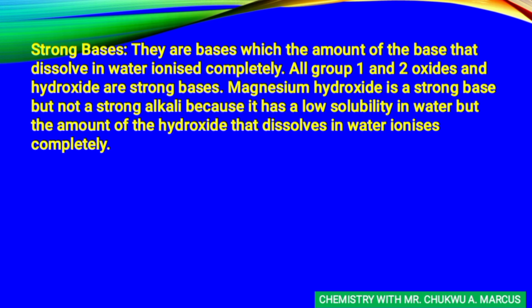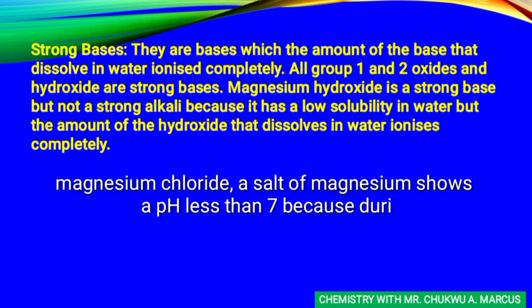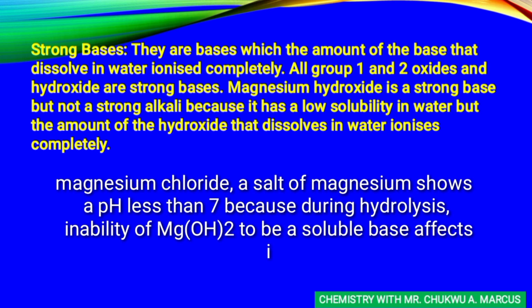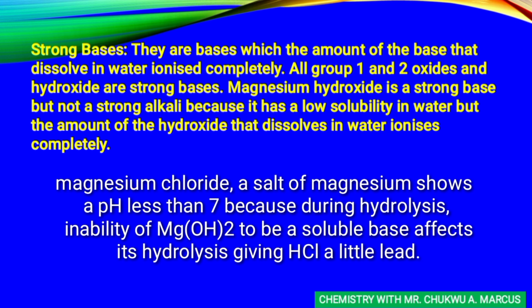Let's look into strong bases and weak bases. Strong bases are bases in which the amount of the base that dissolves in water ionizes completely. So all group 1 and group 2 oxides and hydroxides are strong bases. Magnesium hydroxide is a strong base, but not a strong alkali. What I mean by strong alkali is a strong soluble base. This is because it has a low solubility in water. But the amount of the hydroxide that is able to dissolve in water will ionize completely. If you look at this, you see that the little quantity of magnesium hydroxide or magnesium oxide that dissolves in water will ionize completely.